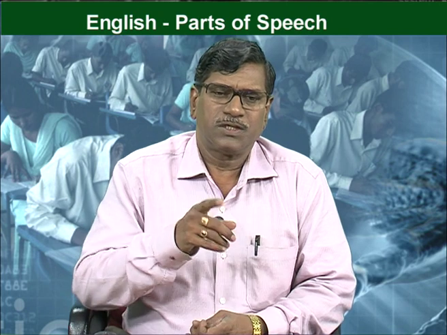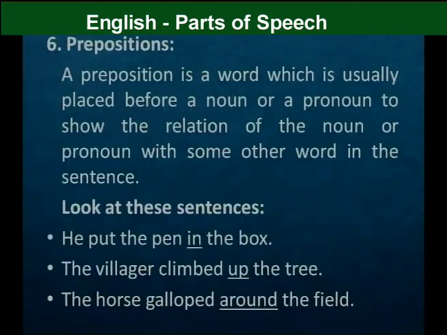And if we move on to the third sentence, the horse galloped around the field. What has galloped? Horse. Where did it gallop? Around the field. So, around is the preposition. It is used before the noun field, and it establishes a relationship between the noun field and some other words like horse galloped in the sentence.